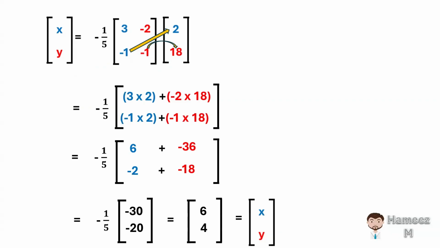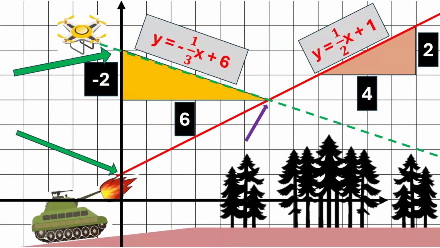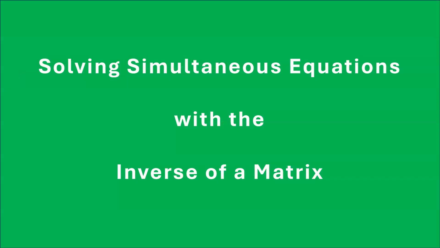So if we go back now and look at this here, the point of intersection, is it those values? Let's see, 1, 2, 3, 4, 5, 6 across. So x was 6, 1, 2, 3, 4, and y is 4. So we're able to solve these simultaneous equations with the inverse of a matrix.